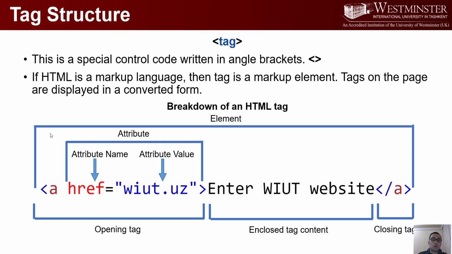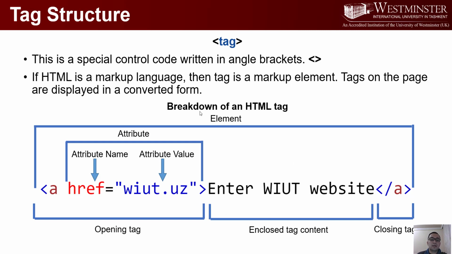A tag is a special control code written in angle brackets. If HTML is a markup language, then a tag is a markup element. Tags on the page are displayed in a converted form. What does this mean? This means that after you write some .html file with this kind of tags, this HTML file, when opened in the web browser, is converted into a web document, and that web document is displayed in your web browser. You will not see any href or closing A. What you will see is the content itself.